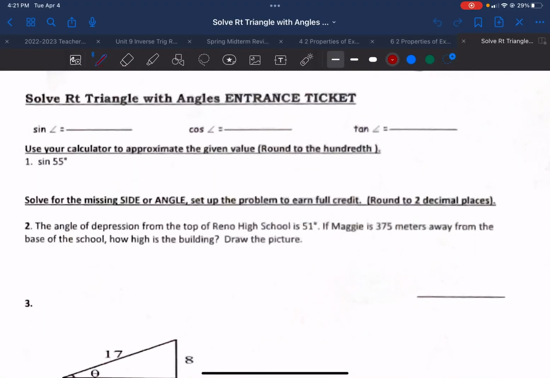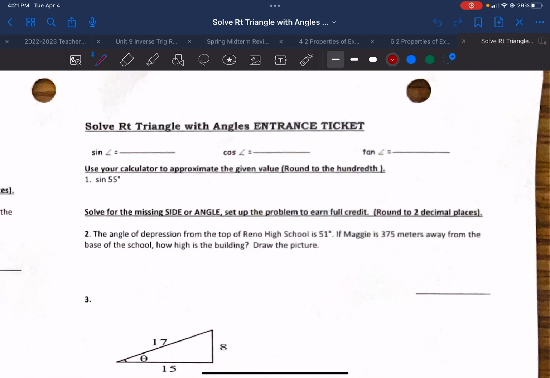Hi everybody, this is Miss Hicks and I am going to take you through this solving right triangles with angles entrance ticket. This will help you get set up for that day's 7 through 9 quiz that you will be taking momentarily.